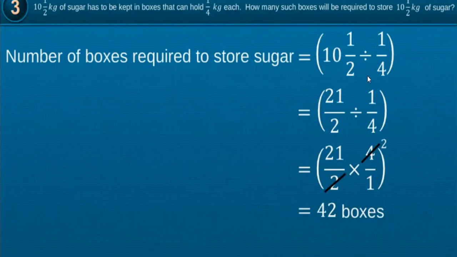So what we do is division. So 10.5 divided by 1/4. Since it is division, you have to take the reciprocal of 1/4. When we take the reciprocal, we multiply by 4/1. We will get the final answer as 42.